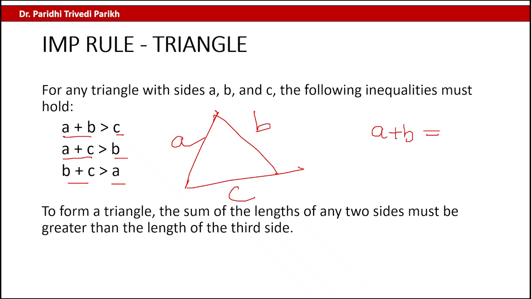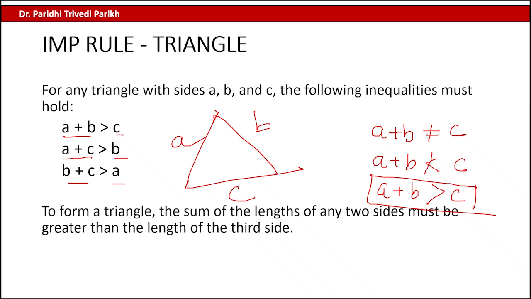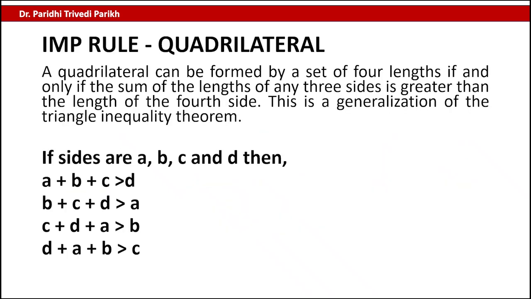It cannot be equal to. A plus B cannot be equal to C, A plus B cannot be less than C, but A plus B has to be greater than C only. If this is the case, then only the triangle is possible, and this should be checked for all the possible pairs.